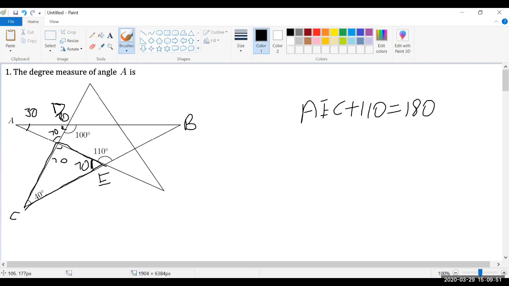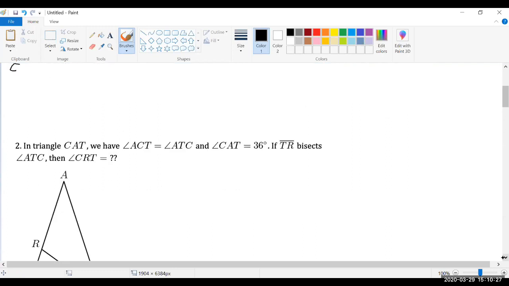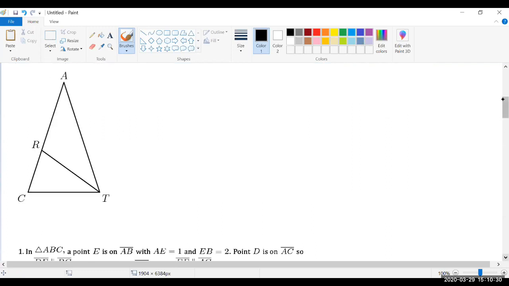All right, that's one approach. Another way you could do it is by finding angle B first by using this big triangle over here. Right, we have one angle which is 40 and then one angle which is 100, so the last one has to be 40. And then now we use this big triangle. So one angle is 110, one of them is 40, so the last one, angle A, has to be 180 minus 40 minus 110, which is 30. All right, hopefully that was pretty straightforward.